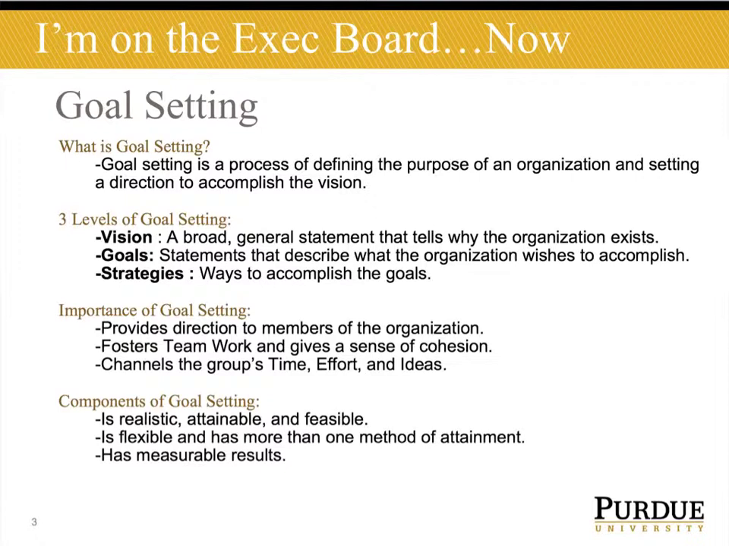The first step in goal setting is defining the vision of the organization. Vision statements are basically broad, general statements that tell why the organization exists. Going further, goal statements describe what the organization wishes to accomplish. And finally, strategy statements encapsulate the ways in which the organization is going to accomplish the goals.